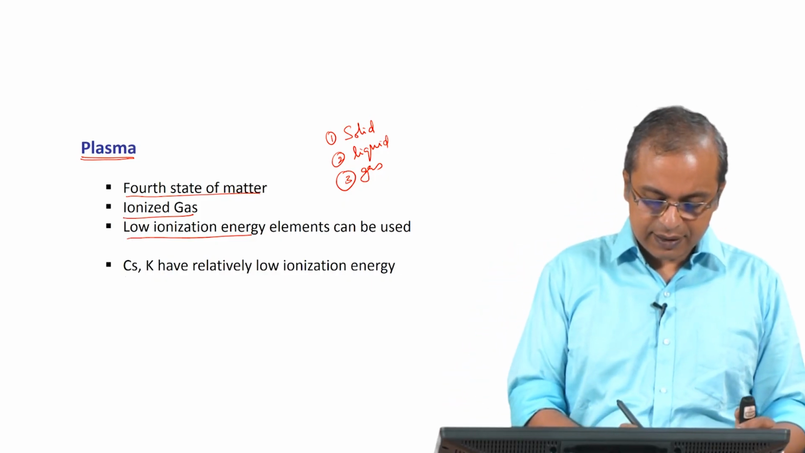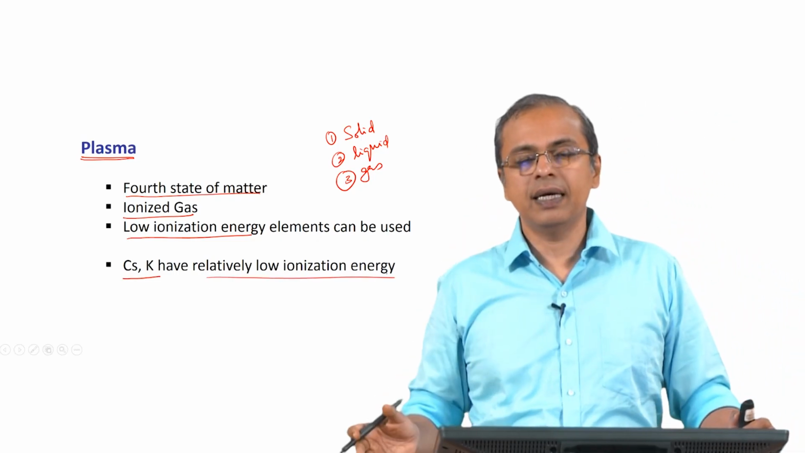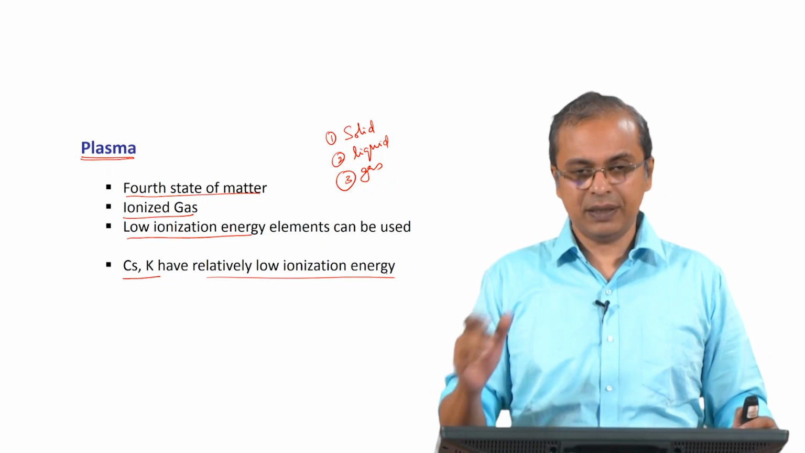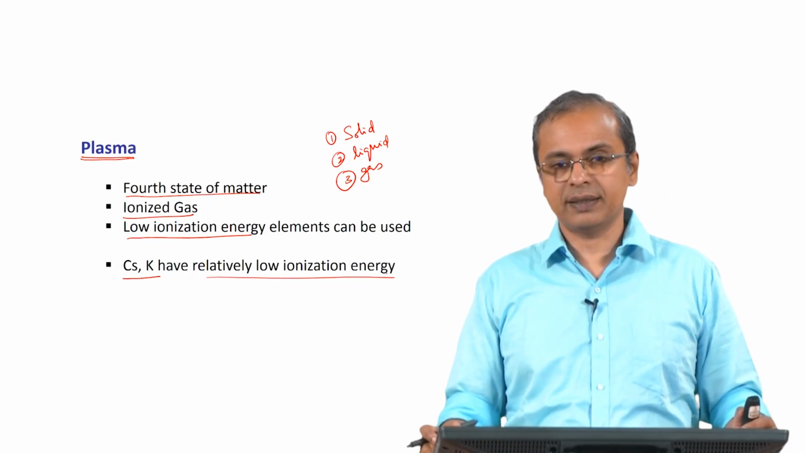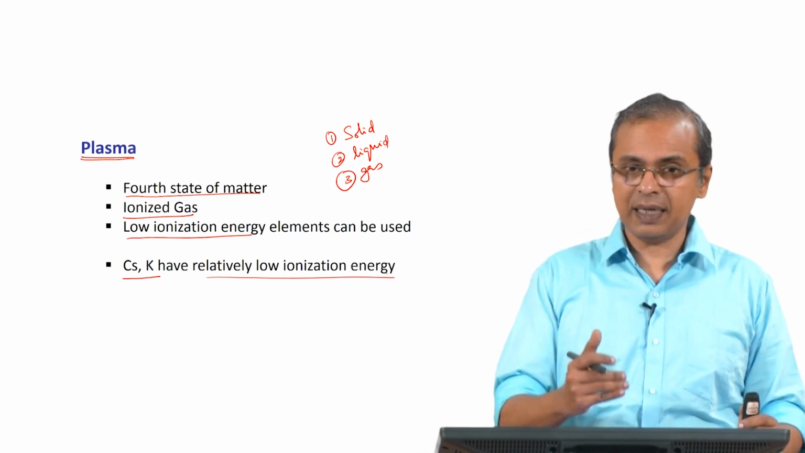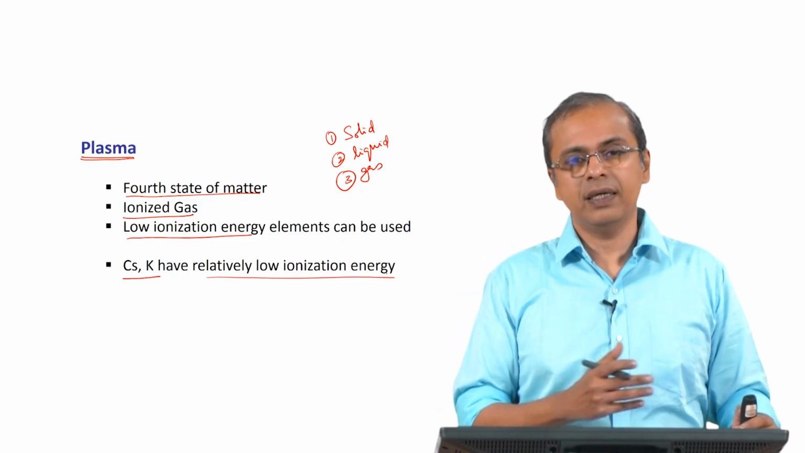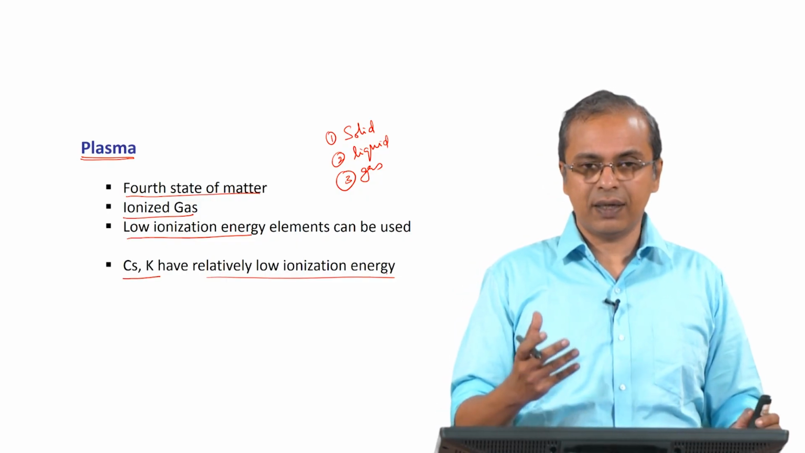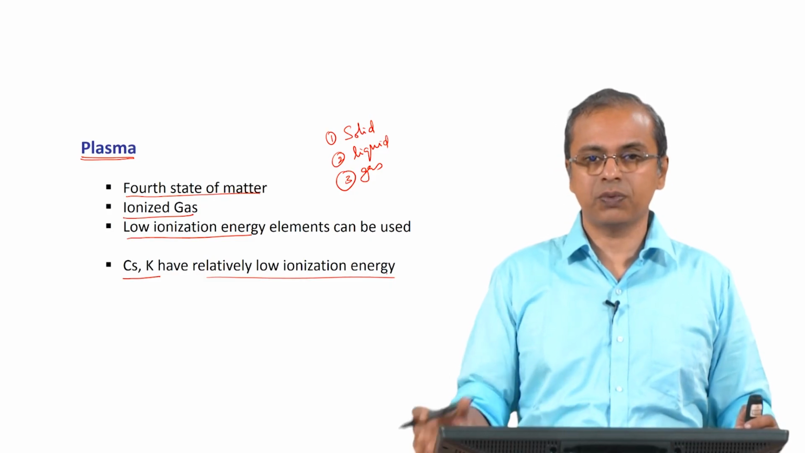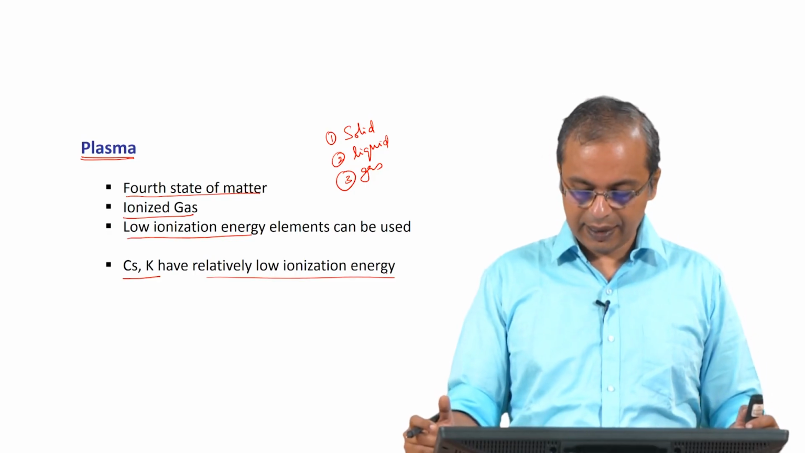And in that context, cesium and potassium have relatively low ionization energy. If you look at the periodic table and you look at all the elements and see what ionization they have, cesium and potassium have relatively low ionization energy, and there are some other elements in between which also have low ionization energy, but they may be rarer to find. So, in comparison to at least some of the other elements, these are much more available, and they are easily ionizable.